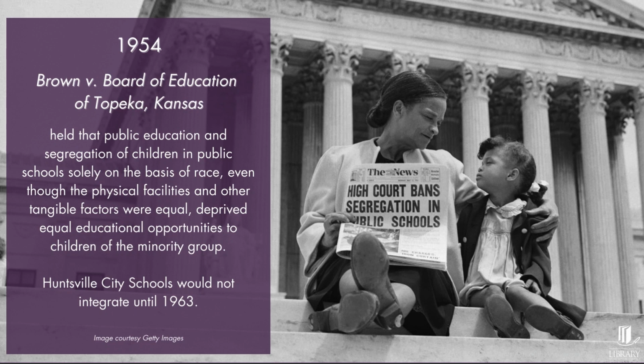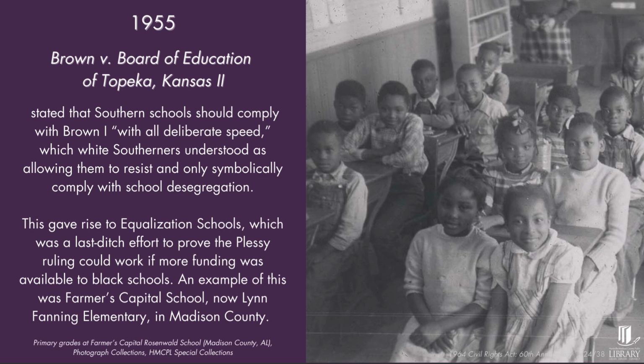Brown versus the Board of Education held that public education and segregation of children in public schools, based solely on the basis of race, deprived equal education opportunities. The second Brown versus Board of Education stated that Southern schools should comply with all deliberate speed. This gave rise to equalization schools, which was a last-ditch effort to prove that Plessy versus Ferguson could work.